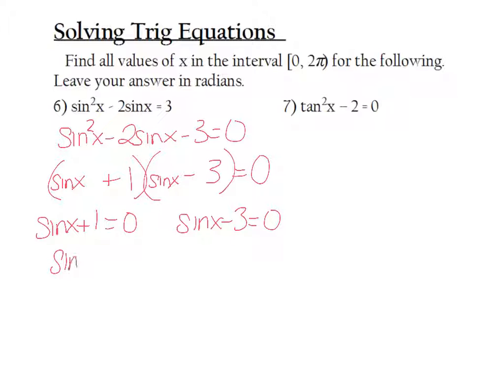Solve. And now I'm going to look for values of x. Remember, x is going to be an angle such that the sine of that angle would be negative 1. Where does that happen? Where is the sine negative 1? Hopefully you're saying, oh, that would happen at 3 pi over 2. That's the only place.